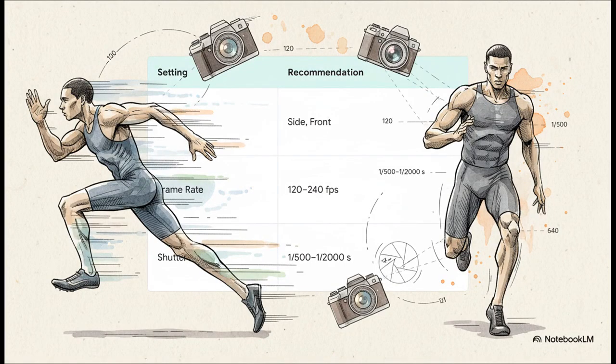Okay, now what about running or sprinting? Well, things are moving a lot faster, so our settings have to level up too. For this, focus on the side and front views. You need to boost that frame rate to at least 120, but ideally 240 FPS. And that shutter speed, you gotta crank it way up, somewhere between 1/500th and 1/2000th of a second. That's what it takes to completely freeze that kind of high-speed action.